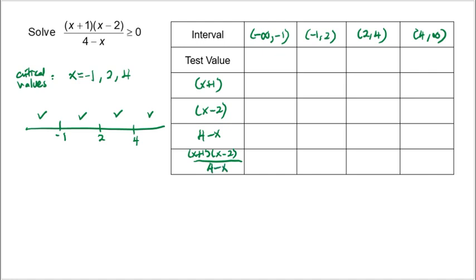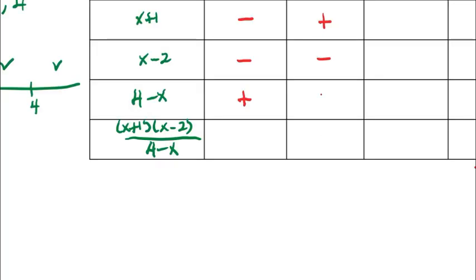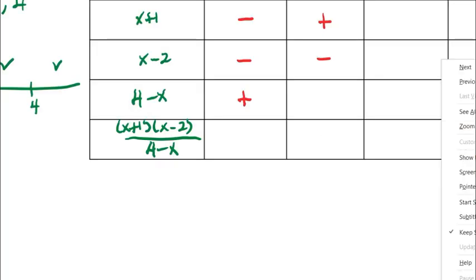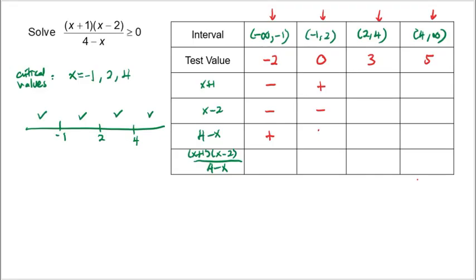Now you have to pick a test value. Pick any test value inside each interval. Suppose I have -2, 0, 3, and 5. You can pick any values as long as they are in the interval. Now when you substitute with -2, what will happen to these factors? -2 will be negative in the first two factors, and this one will be a positive value. For 0, when you substitute with 0 you get a positive, this one will get negative, and this one will be a positive number.